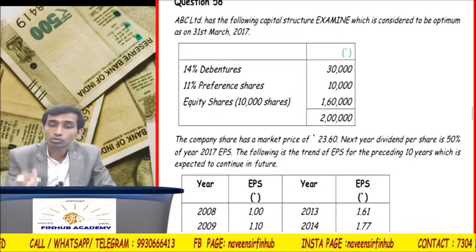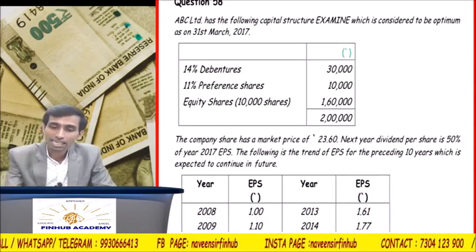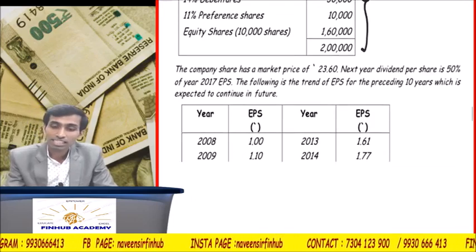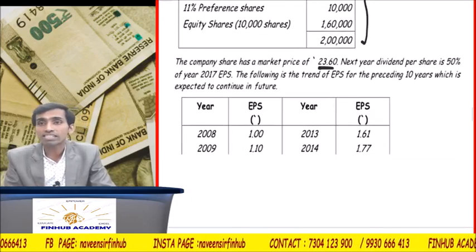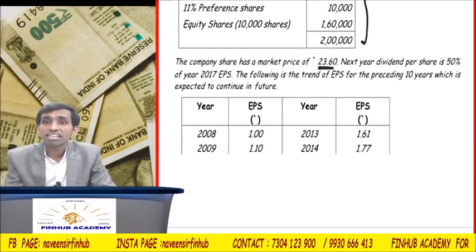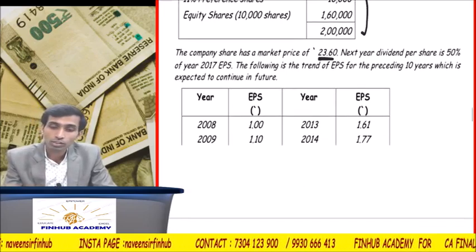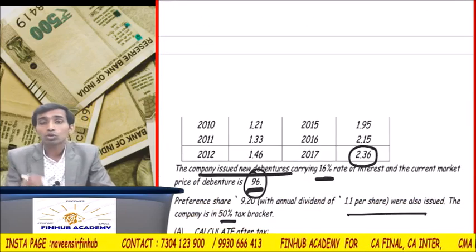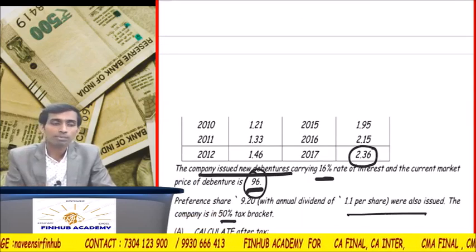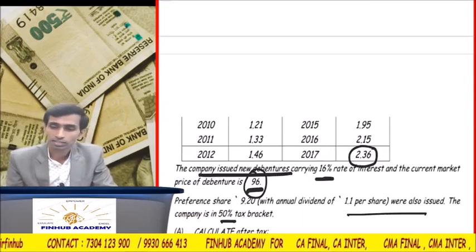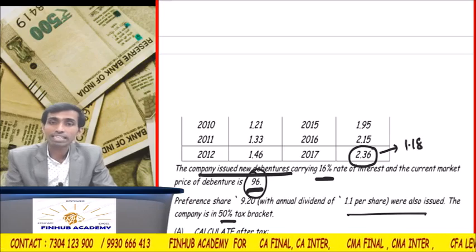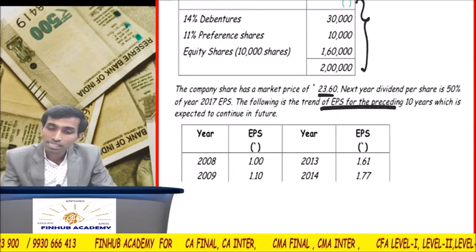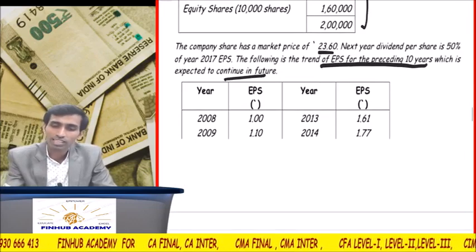Let's go through the question. Those who have not understood, listen. Currently the capital structure is this. The company's share price is currently 23.6. Next year's dividend per share is 50% of the year 2017 EPS. 2017 EPS is 2.36, into 50% is how much? 1.18. So your dividend is 1.18, next year's dividend. Listen carefully. The trend is showing that EPS for the preceding 10 years is expected to continue in the future.